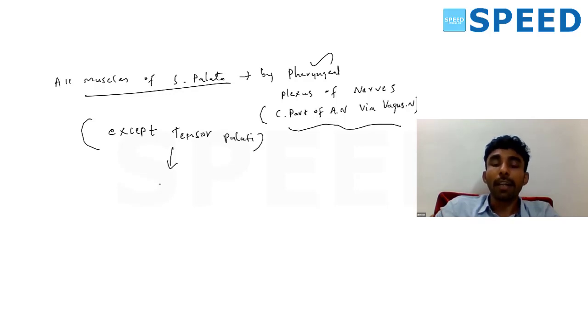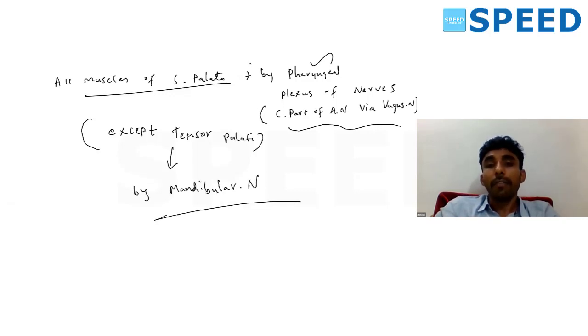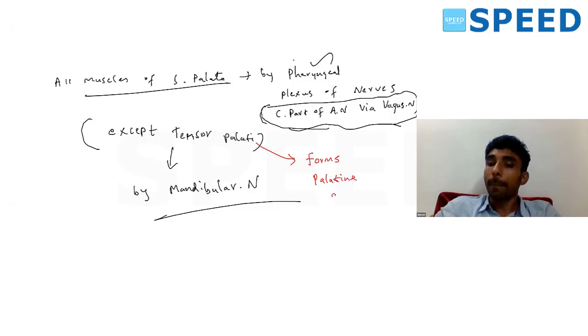So what is the nerve supply for the tensor palati? Yes, tensor palati is supplied by mandibular nerve. Okay, so all the muscles of soft palate are supplied by pharyngeal plexus of nerves, or else we can say cranial part of accessory nerve via vagus nerve, except tensor palati. It is the only muscle of the soft palate supplied by mandibular nerve. And one more important thing is, as I told, this tensor palati muscle is the one which forms one broad structure called palatine aponeurosis. So palatine aponeurosis is formed by the tensor palati muscle.